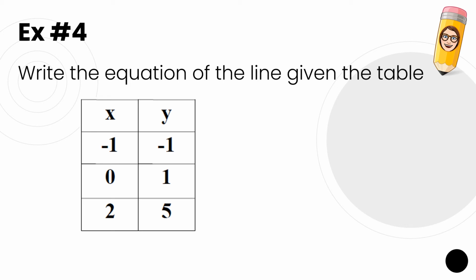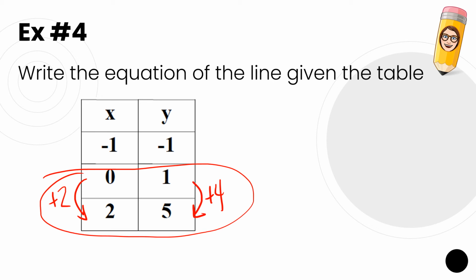Now, this one, there's a little bit of a strategy. You could pick any set of numbers to find the change, but you know what? I'm going to pick the last two because they're positive, right? It's easier for me to think through that. So 1 to 5 is adding 4. 0 to 2 is adding 2. So it doesn't matter which ones you pick, just make sure they're together, right? Don't pick the top 2 and then the bottom 2. They need to be together. So my slope, change in y over change in x, divides nicely to a 2.